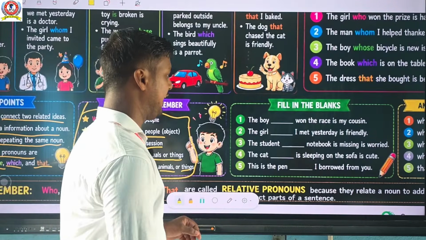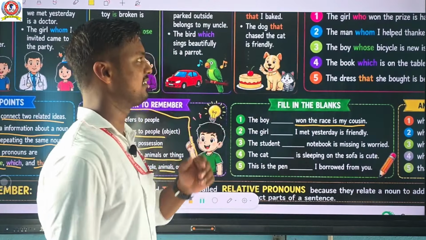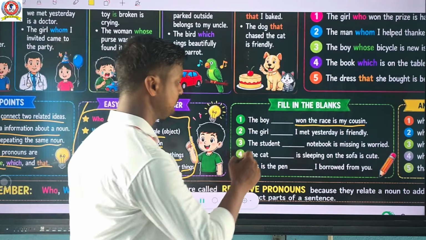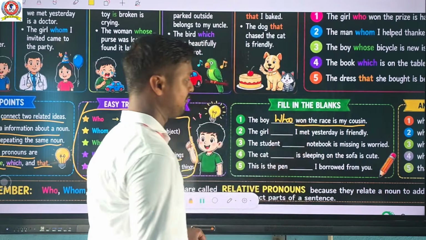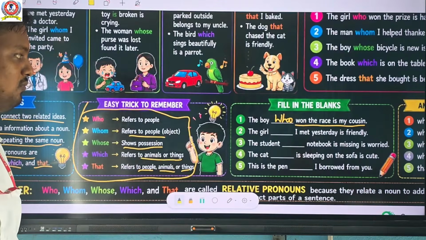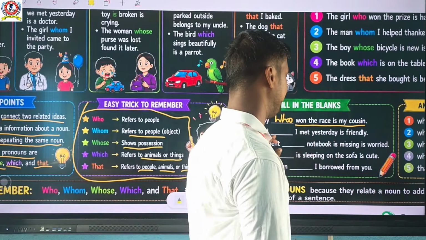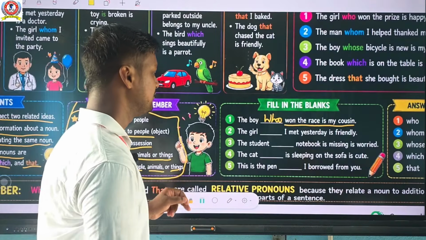The boy ___ the race is my cousin. We already discussed question number 1. The boy, your answer should be: which relative pronoun do you have to use? Who. The girl ___ I met yesterday is friendly. You can see, the girl whom.